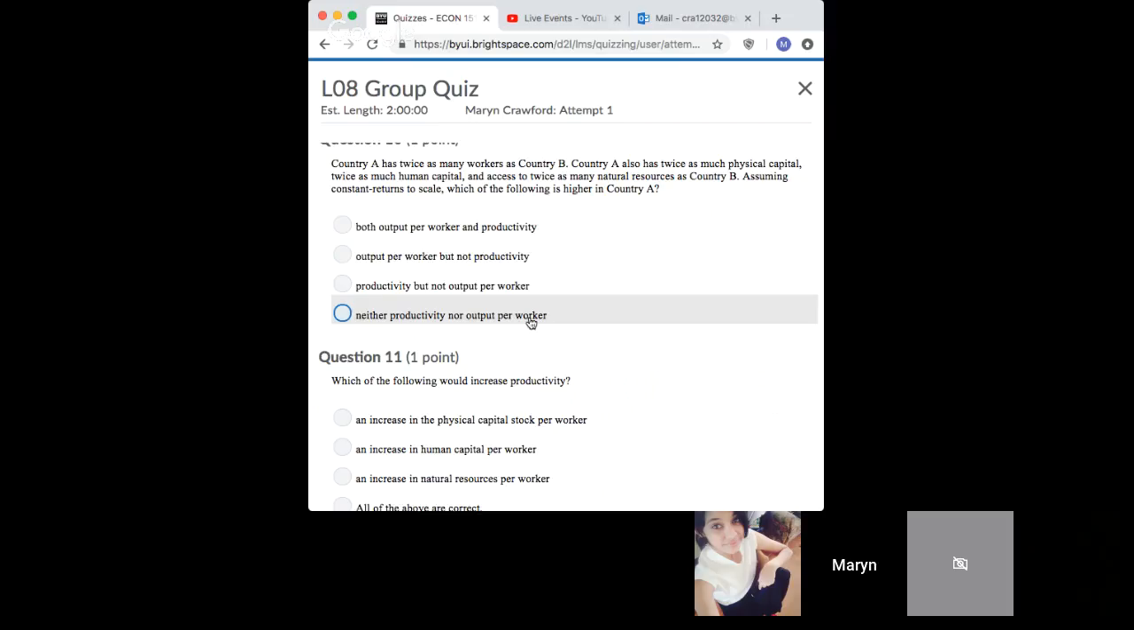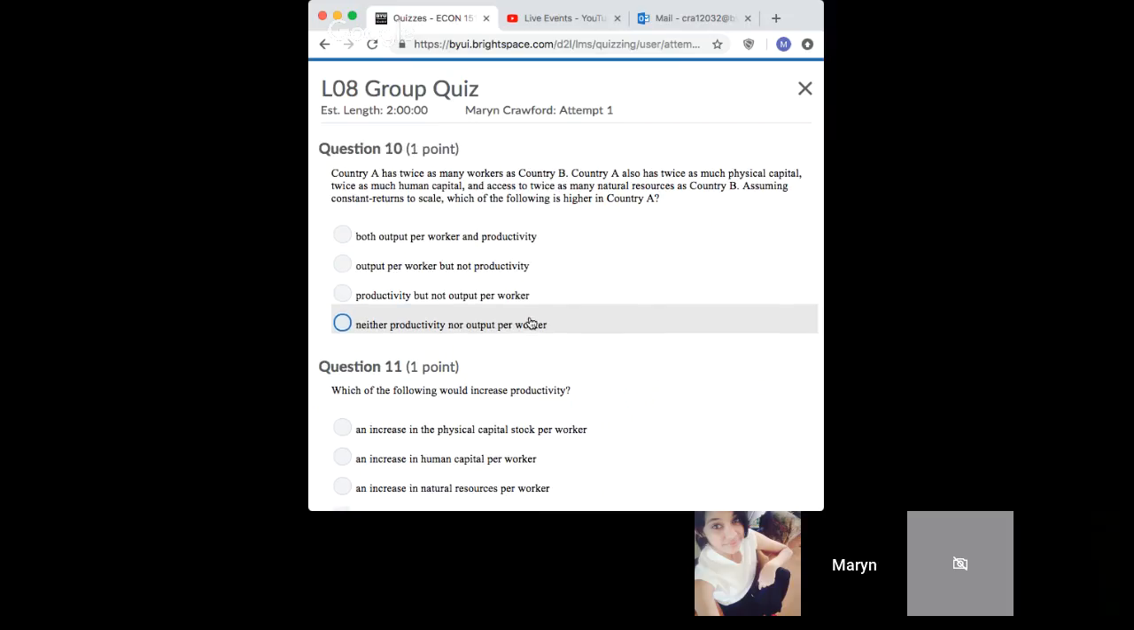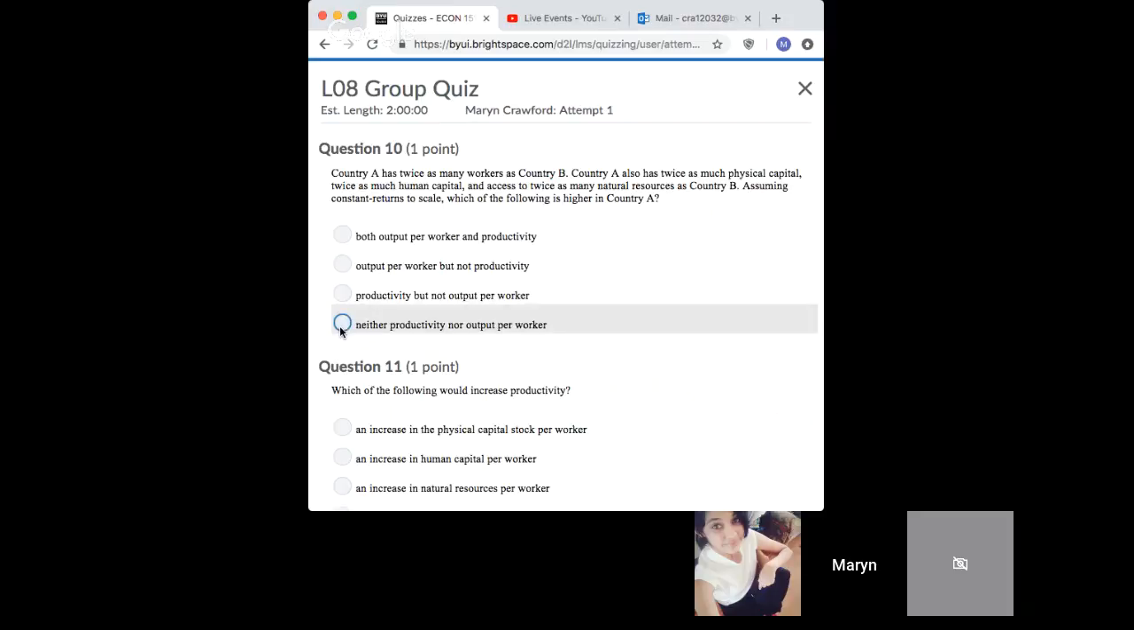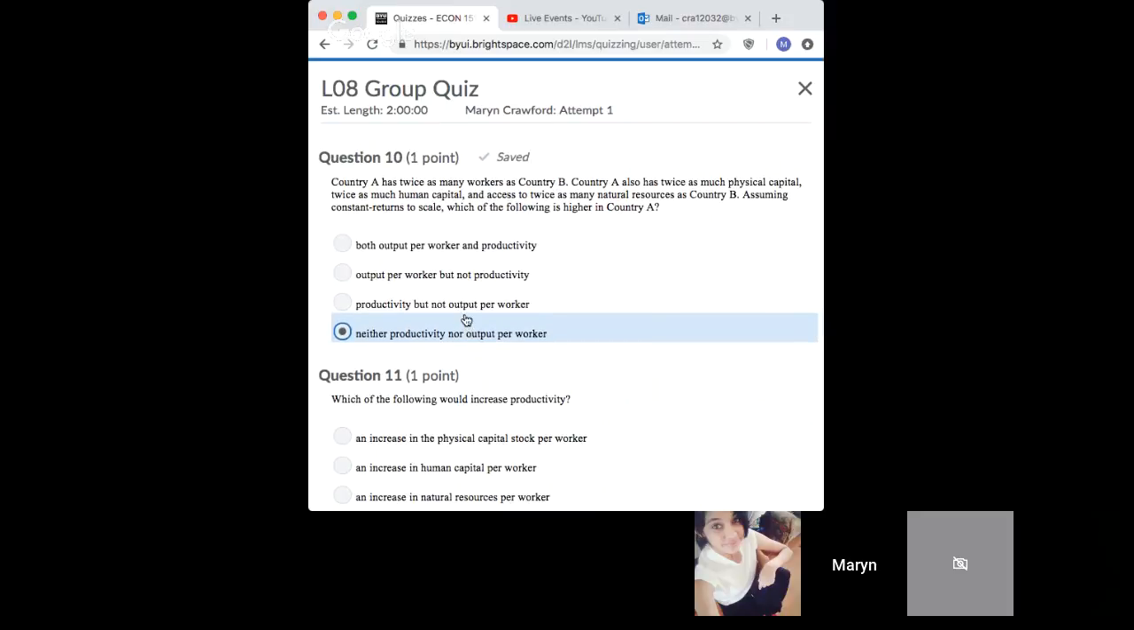Number 10 I kind of guessed, but I also put A. I thought it was neither productivity nor output per worker. It's D. It is D, you're right. Okay. Yeah, I wasn't super sure on that one. Jenny also thought it was A. This is what I got when I looked it up online, but I couldn't find that in the book either. Like an example like that.